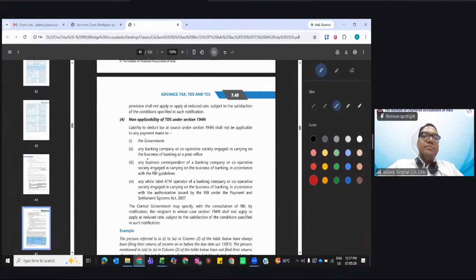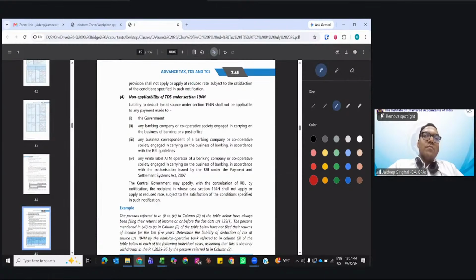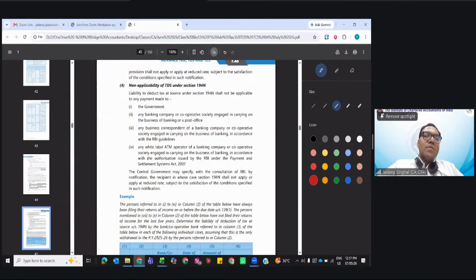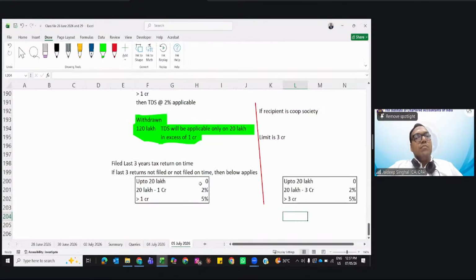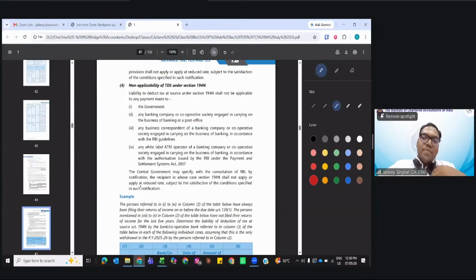Non-applicability. Non-filing cases, up to 20 lakh, it's zero. Let's suppose you withdraw 19 lakhs or 20 lakhs, still it is zero. You withdraw 30 lakhs, first 20 lakhs zero, next 10 lakh 2%. You apply it slab-wise.